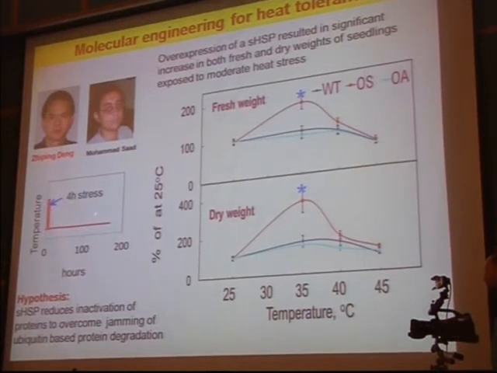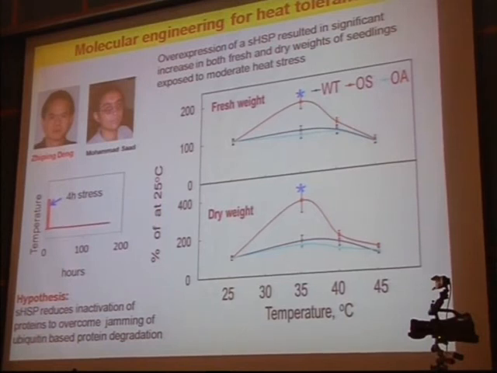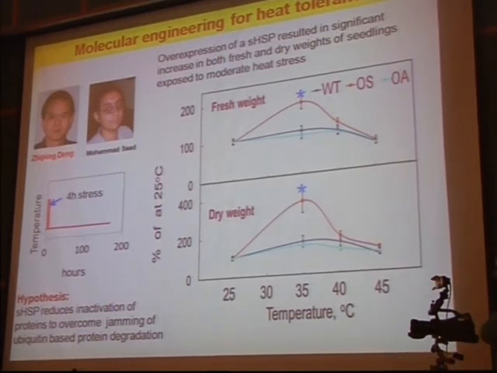This is work done by one of the people from here, Muhammad Saad. We looked at the role of a small heat shock protein gene, and what we found is that when you give stress for 4 hours, it shows, somehow it's hard to believe data, we did this experiment 4 times, almost a 2-fold increase in fresh weight and 3-fold increase in dry weight accumulation. It seemed like by expressing the heat shock protein gene, you could provide not only tolerance but also enhance growth prospects in plants. We hypothesized that small HSPs reduce inactivation of proteins to overcome jamming of ubiquitin-based protein degradation. It's enhancing the autophagy process in such a way that you delete the junk piling up in cells, and thereby cells are doing a much better job of surviving.